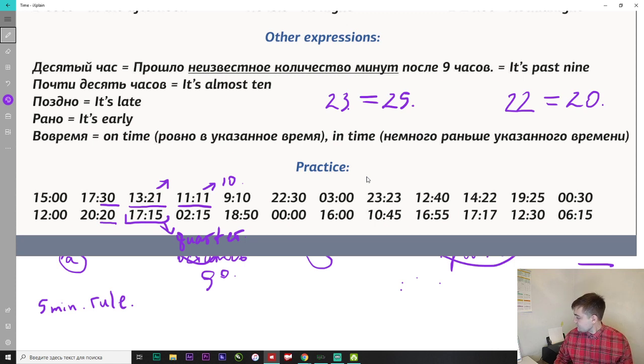Next is 2:15. Again, 15 is a quarter, right? So we say it's quarter past 2. Next time, 9:10. This time sounds like it's 10 past 9.